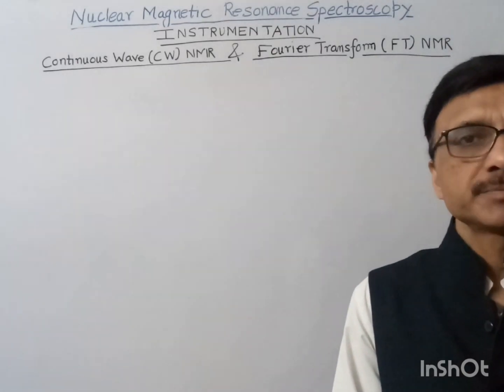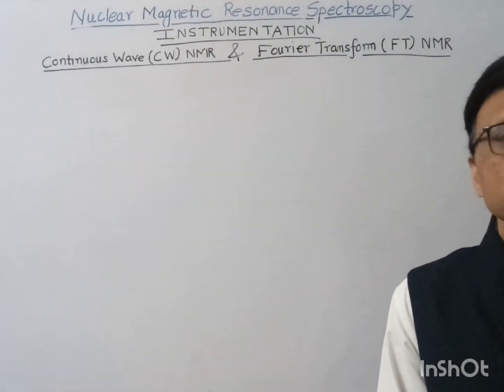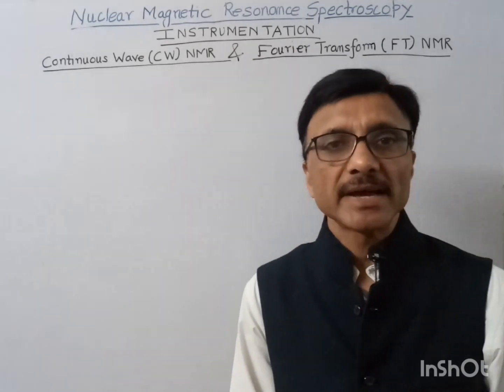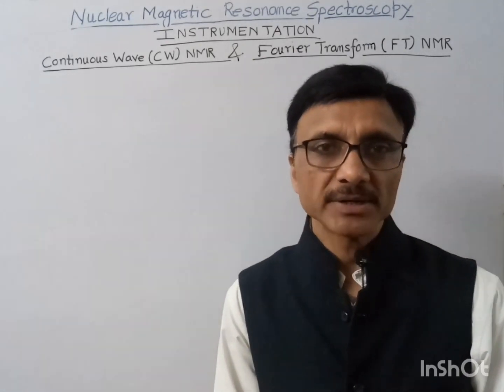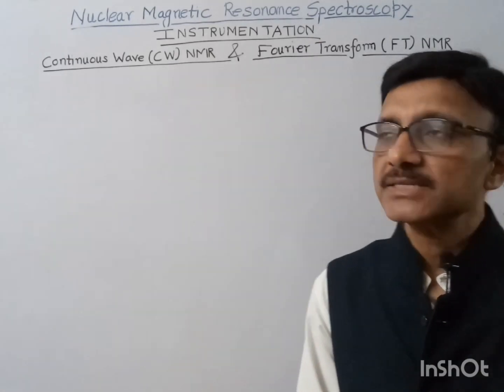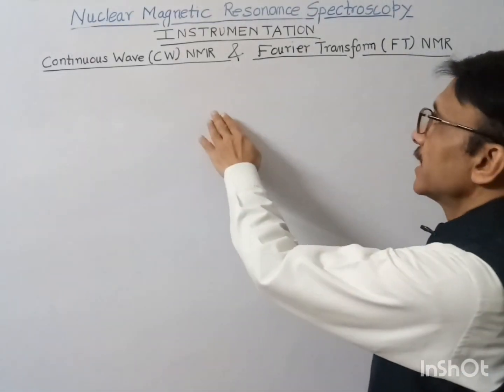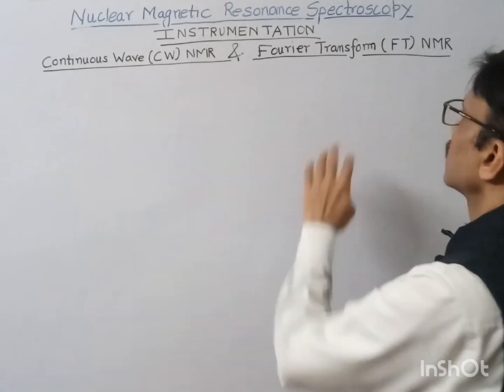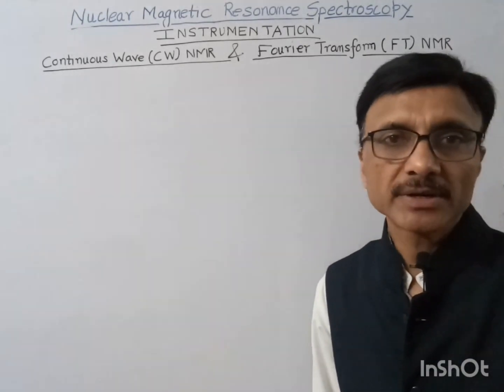Now in NMR spectroscopy, today I will explain the general instrumentation diagram for the NMR spectrophotometer. And we will see two types of spectrophotometer. One is continuous wave NMR and the second one is Fourier transform NMR spectrophotometer.